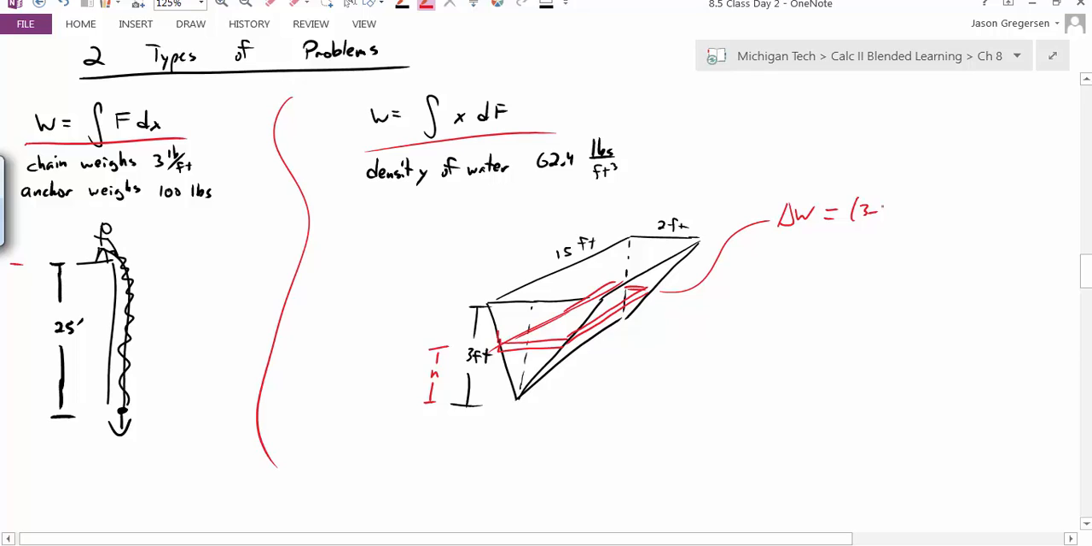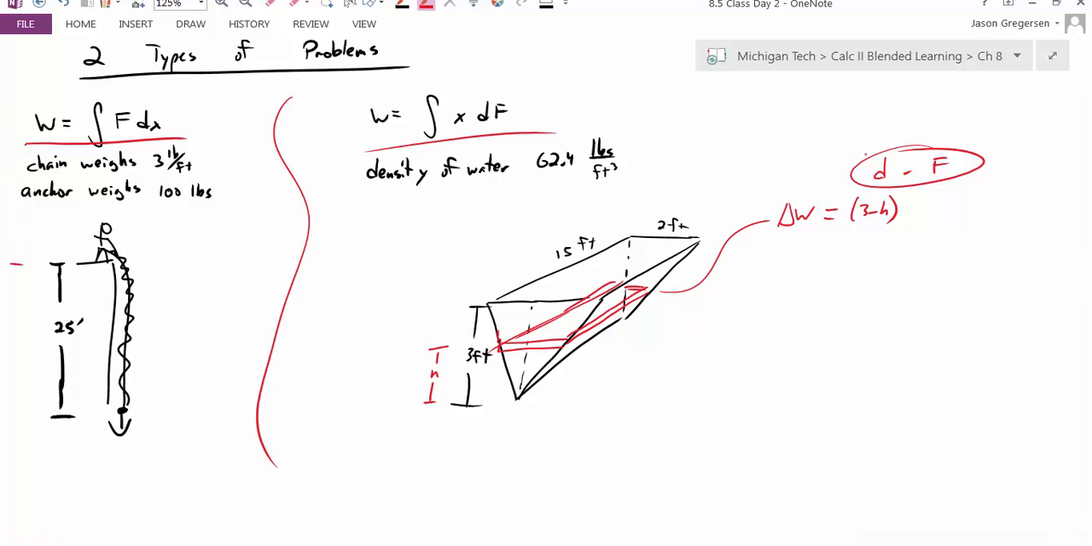Absolutely. So 3 minus h is the distance I'm moving it here. So it's going to be distance times force. And the force, once again, is the weight. So now how do I find the weight of the water in this slice?